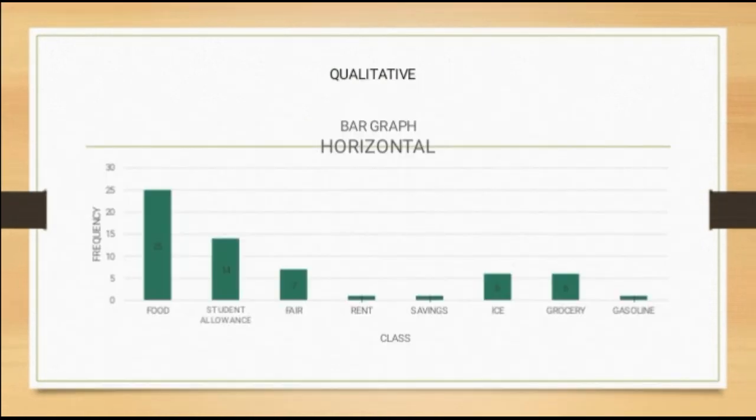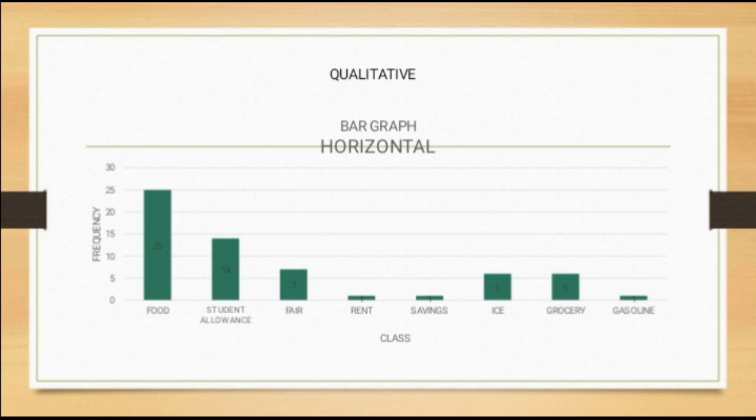Now, let's proceed to the categorical frequency distribution. A bar graph has two types, horizontal and vertical. Let's discuss the horizontal first. A bar graph is a chart that uses bars to show comparisons between categories of data. The x-axis will describe the types of categories being compared, and the y-axis will have numerical values to represent the values of the data.